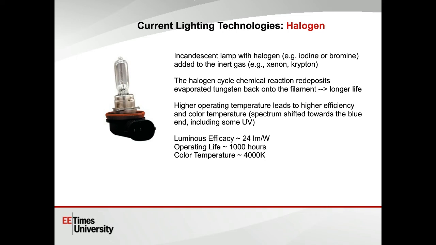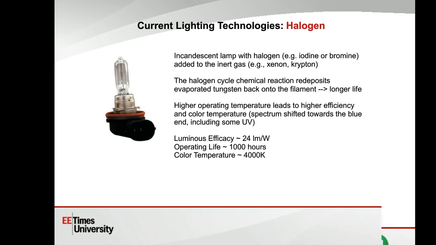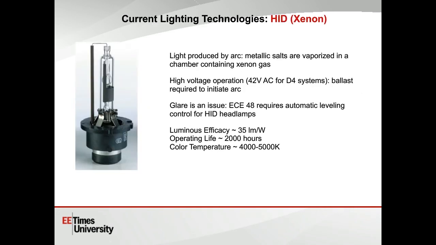And therefore, the lamp can be operated at a higher temperature than a standard incandescent bulb, and produces light of a higher color temperature. In other words, 4,000 K versus 2,800 K. These have been used for many years, and now they are giving way to the next technology, which is high-intensity discharge, or xenon.